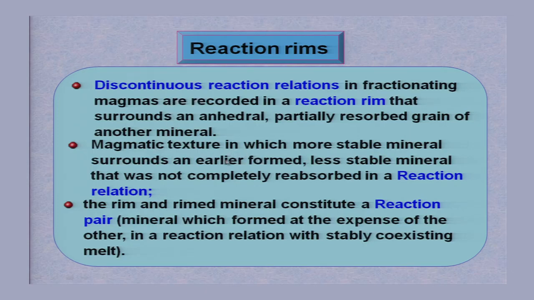Magmatic texture in which a more stable mineral surrounds an earlier formed, less stable mineral that was not completely reabsorbed in a reaction relation. The rim and rimmed mineral constitute a reaction pair, where one mineral formed at the expense of the other. See carefully, in a reaction relationship with stably coexisting melt. You might be aware of the Bowen reaction series.